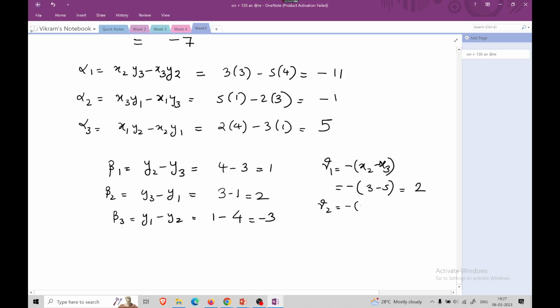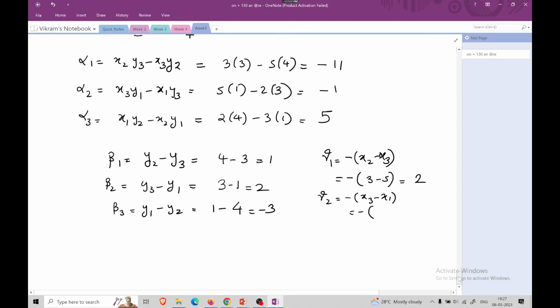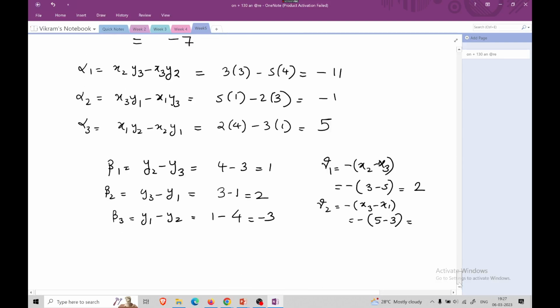Gamma 2 is equal to minus of x3 minus x1, minus of 5 minus 3, this will be... is it 5 minus 3? Sorry, it's 5 minus 2.